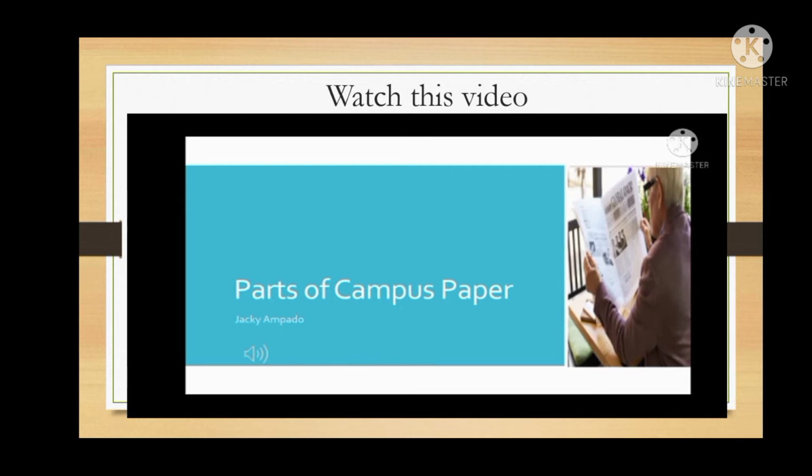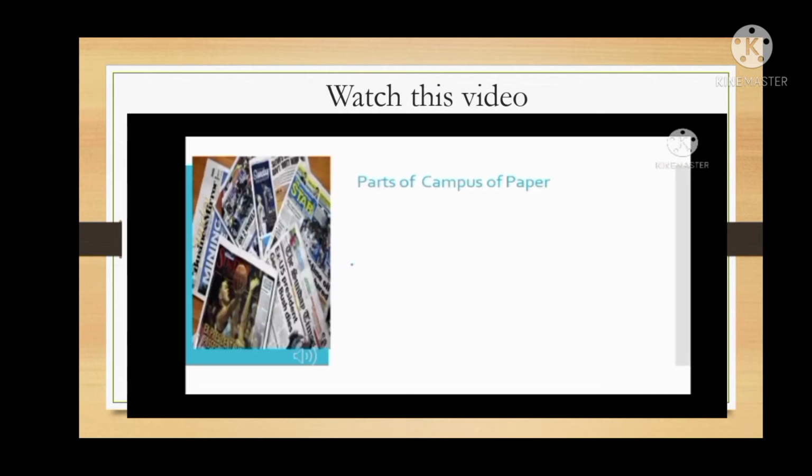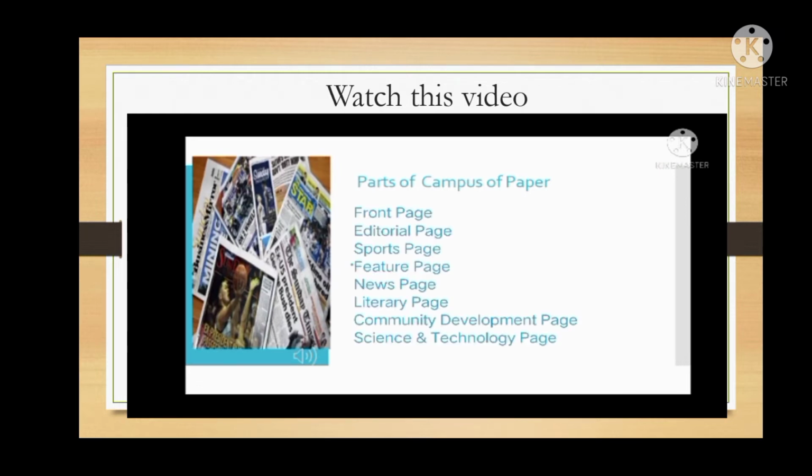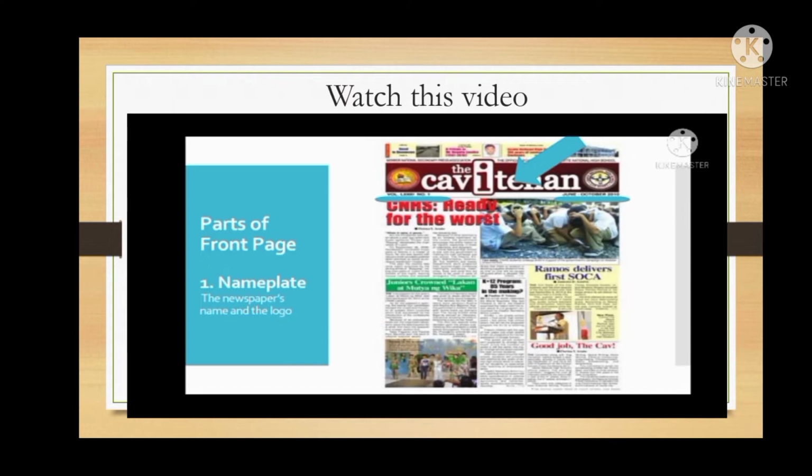Good morning, everyone. So, since na-introduce naman ko unsa ang campus paper, now let's proceed na po sa parts of the campus paper. So, what are the parts of campus paper? So, these are front page, editorial page, sports page, feature page, news page, literary page, community development page, and science and technology page.